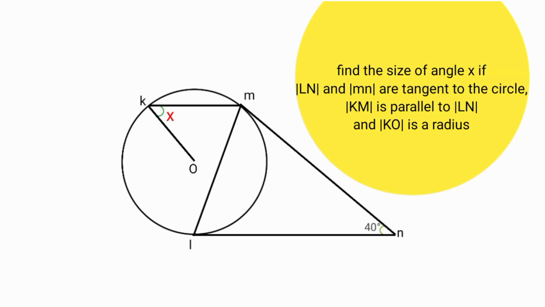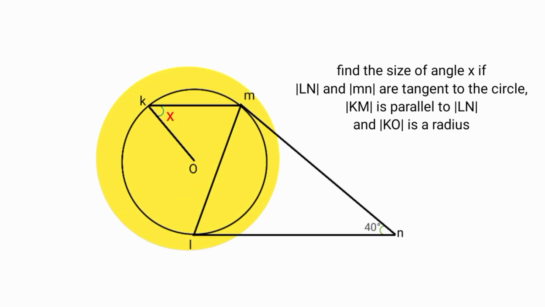The question says, find the size of angle x, which is this angle here, if this line LN and line MN are tangent to the circle at this point M and line MK is parallel to LN, and this line KO is the radius of the circle. So how can we solve this?